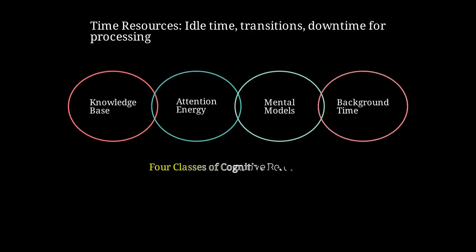Here are the 4 classes of cognitive resources: substance resources like knowledge, field resources like attention, functional resources like mental models, and time resources like background processing periods.